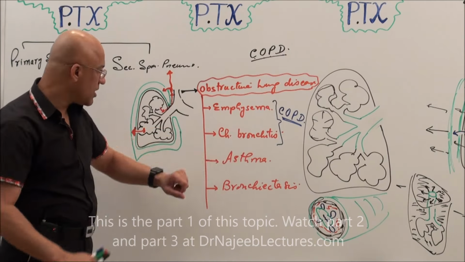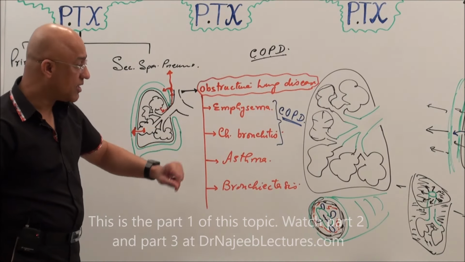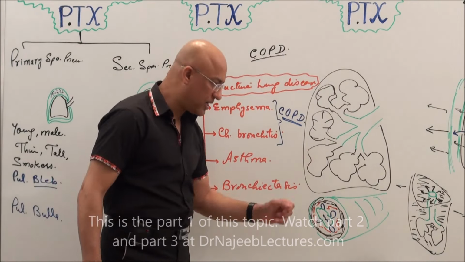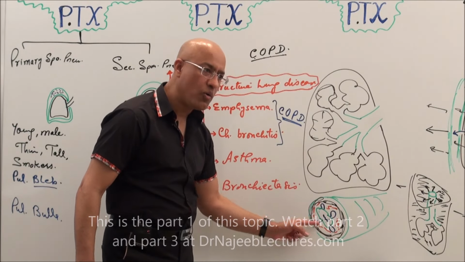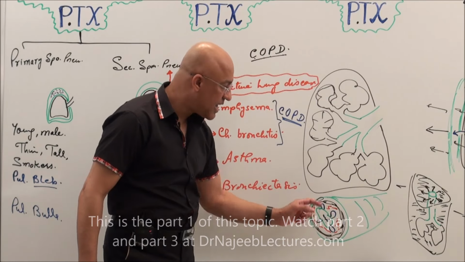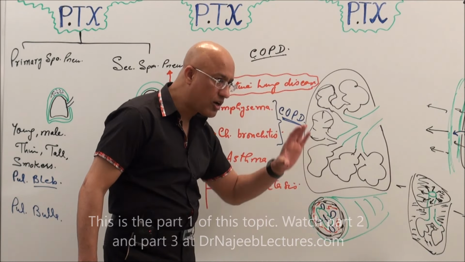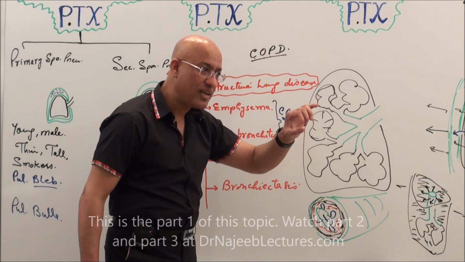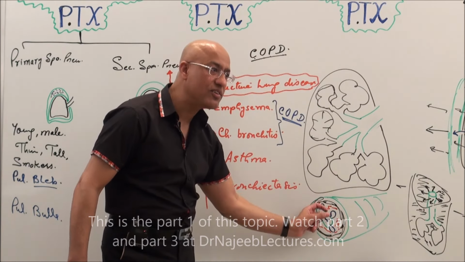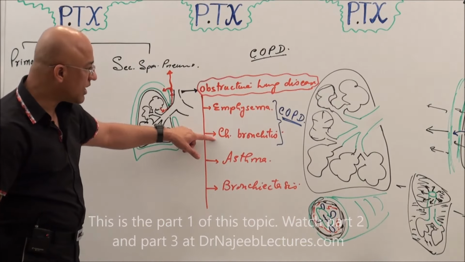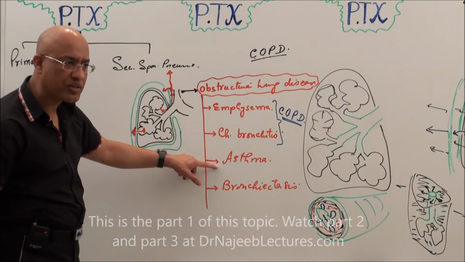Clear? In asthma, what happens? There are three components. One, increased secretions. Number two, inflammation of the wall with swelling and edema, plus bronchoconstriction. Episodic reversible bronchoconstriction. All these things can lead to obstruction. So this can lead to an obstructive situation.